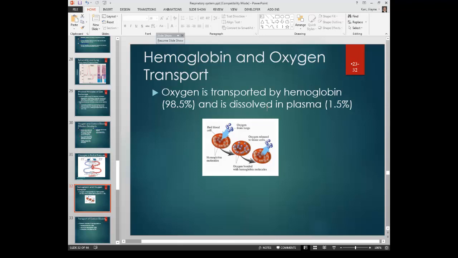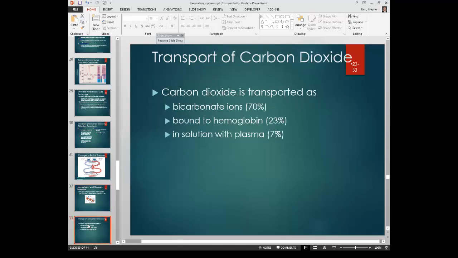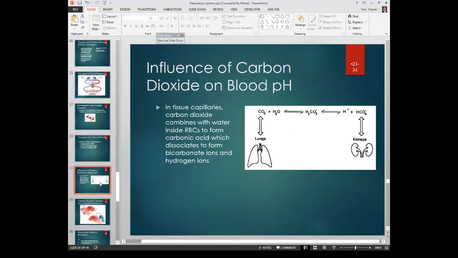Carbon dioxide, on the other hand, is transported a little differently. Most of it is transported as bicarbonate ions, which we'll talk about where those are located, and some is bound to hemoglobin. Remember, we have the globin portion of the hemoglobin molecule, so 23% of carbon dioxide is bound to hemoglobin, and the remaining 7%, just like we saw with oxygen, is dissolved in the plasma. A lot more in the plasma compared to oxygen. So we'll pick up in our next discussion more description of how carbon dioxide is transported in the blood.